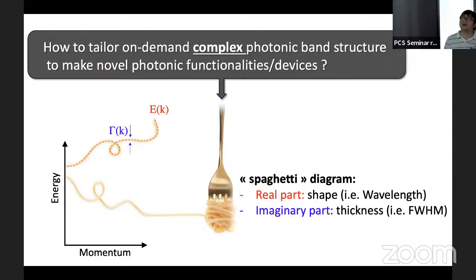So how to tailor on demand the shape of our spaghetti, and also the thickness. Of course, we cannot have some kind of magic recipe. By the way, it will be very difficult to have a line note like this. But I hope that after this presentation, you will discover that there are a lot of degrees of freedom that we can take.